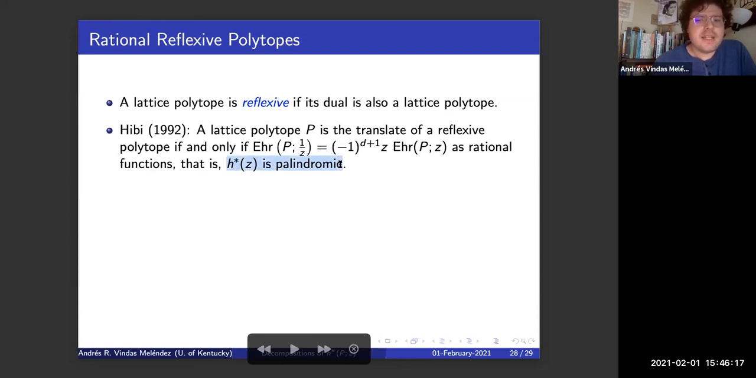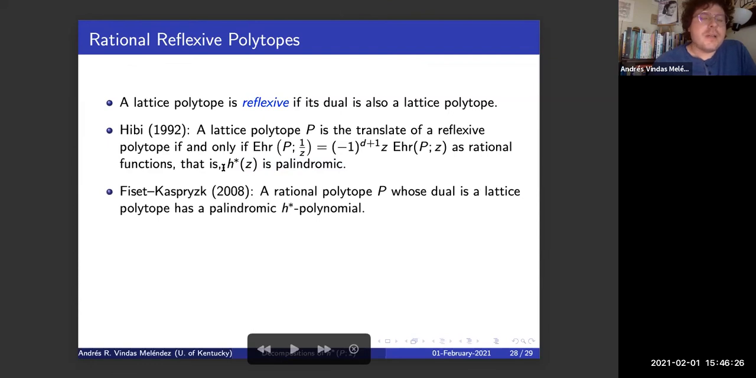The question we answer is, when is this true in some cases? And so Fiset and Kasprzyk in 2008 proved that a rational polytope P whose dual is a lattice polytope has palindromic H star polynomials, okay?